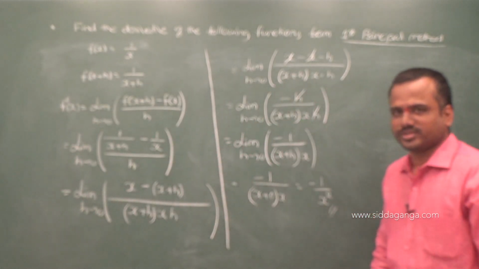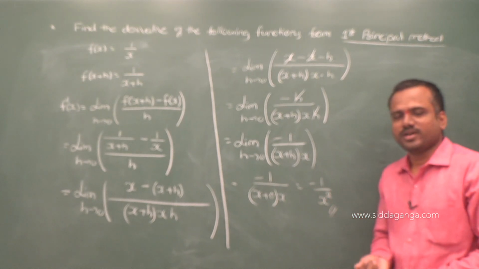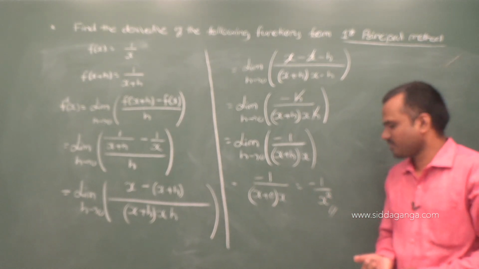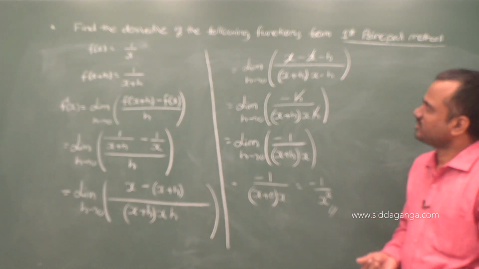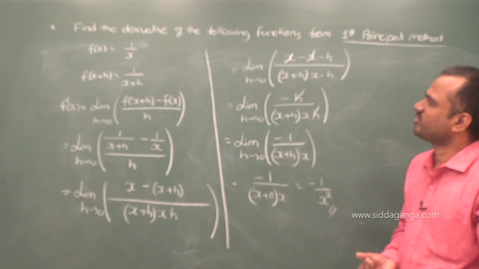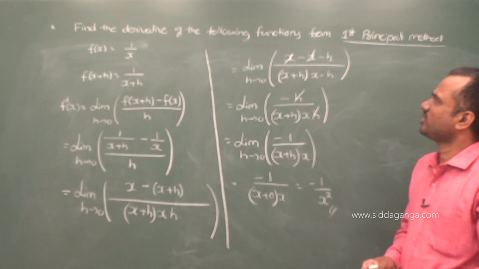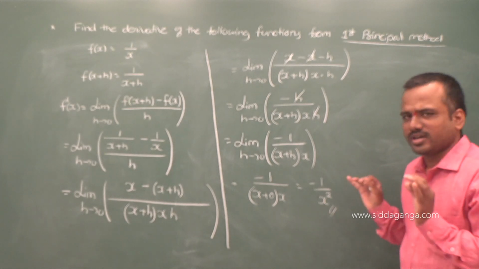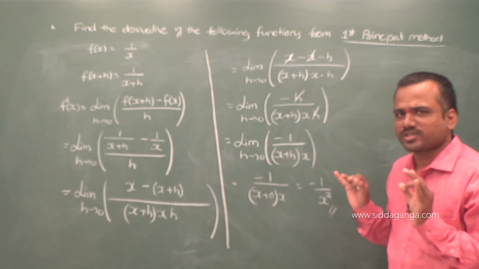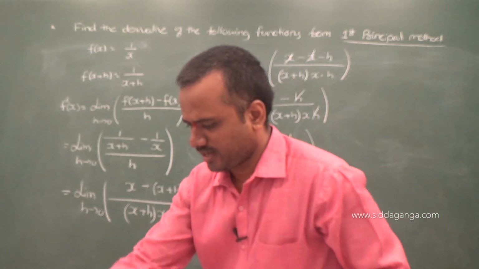Observe the proof. This is also a very important problem. Minus 1 divided by x square. This is all about the first principle: find the derivative of the following function using the first principle method. I think you are perfect about the first principle. Okay, the next problem, the next main problem.